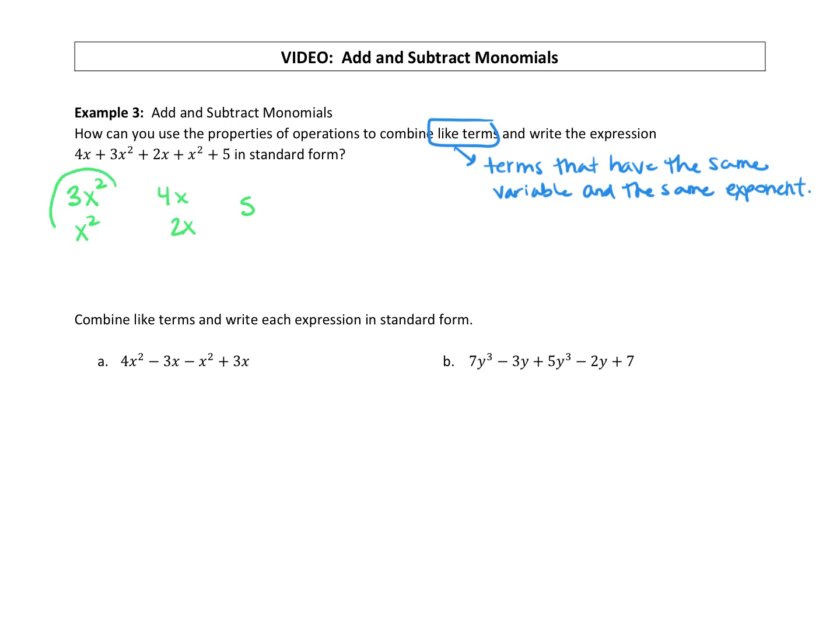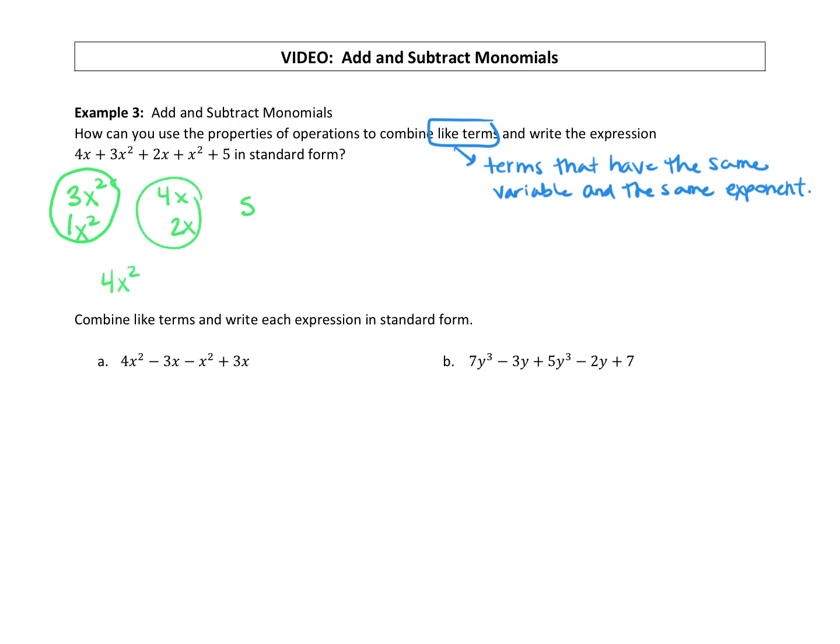So the operation we would use is addition, really. We have a 3x squared plus another x squared. If it helps to write the one, that is a 1x squared. So the question is, how many x squareds do you have? 3x squared and 1x squared combined to give you 4x squared.